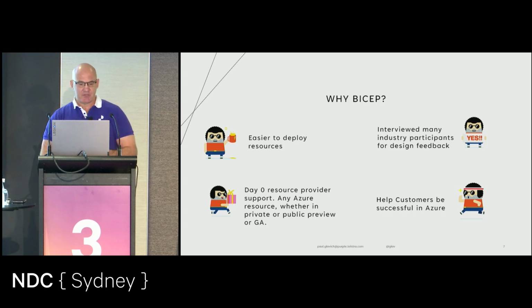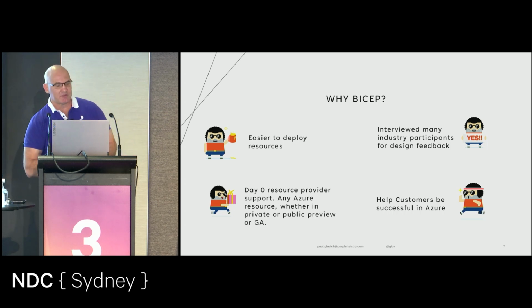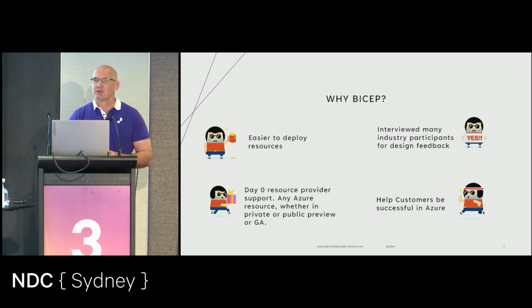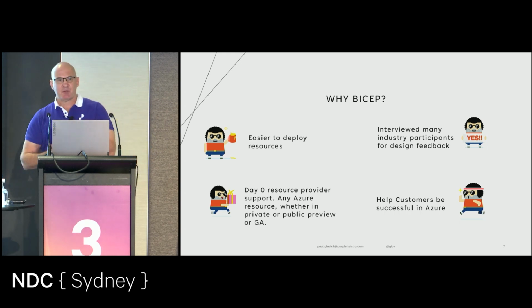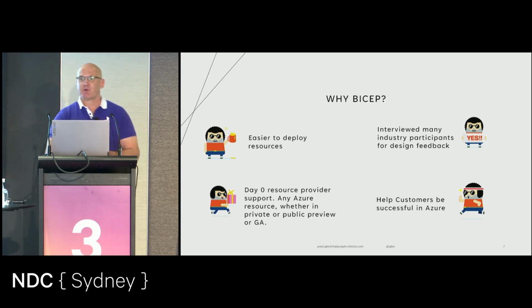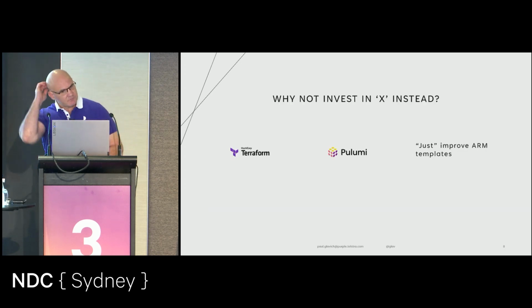One of the most important things, though, is what's called day zero resource provider support. So when something new comes out in Azure, Bicep, like ARM templates, supports it from day one. There is no delay. I know with Terraform, for example, you might get a bit of delay in the provider support for new resources, particularly in preview. It's not the case with Bicep, just like it is with ARM, and I'm going to reiterate that consistently.